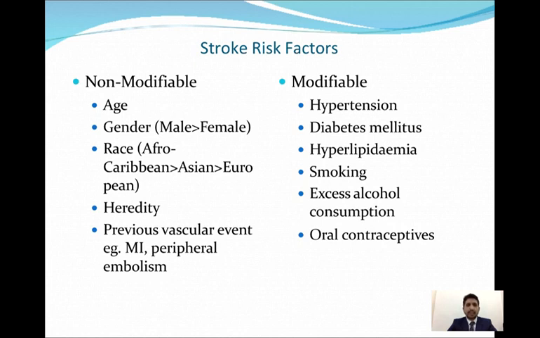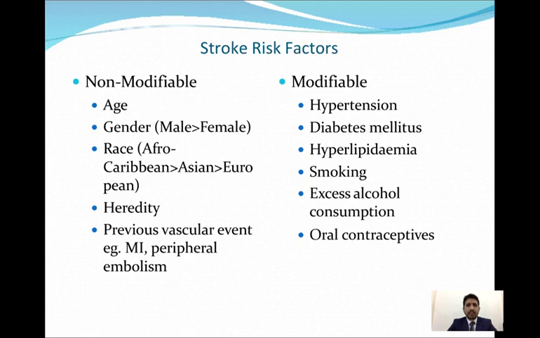Then there are non-modifiable conditions like age, gender, where males are more prone to have stroke than females, and race, where Afro-Caribbean are more than Asians and Asians more than Europeans. Then there are previous vascular events like myocardial infarction, peripheral vascular disease, peripheral embolism. These are all the conditions that are non-modifiable but are risk factors for the stroke.